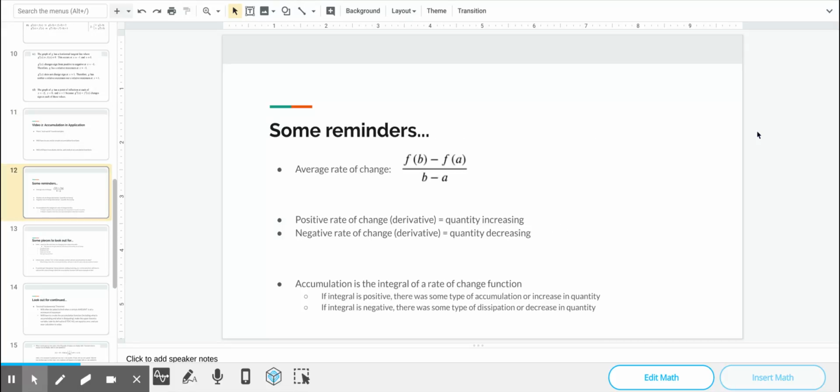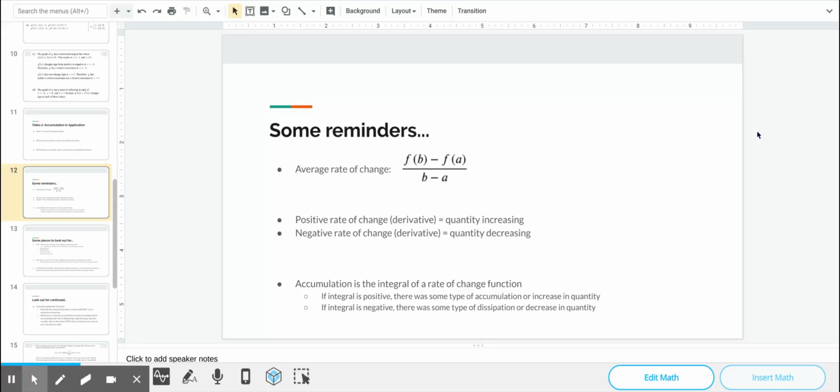Here are just some reminders. Average rate of change is something that comes up frequently in these types of problems. I'm going to base this whole section off of free response questions that the AP has released in the past. They're really good models as to what types of problems you'll have to do, and they're good examples of how this stuff can be used. So average rate of change, something that's going to pop up: y2 minus y1 over x2 minus x1. We've talked about that a lot. Just throwing it out there.